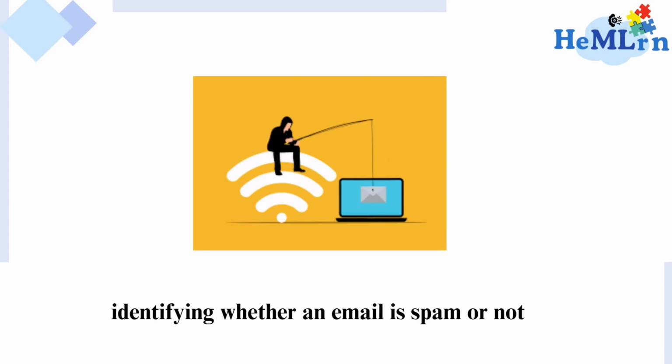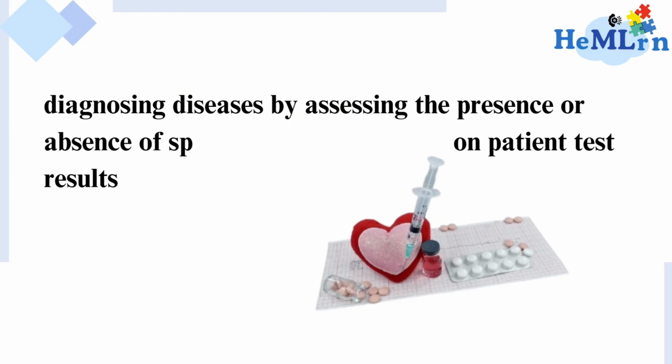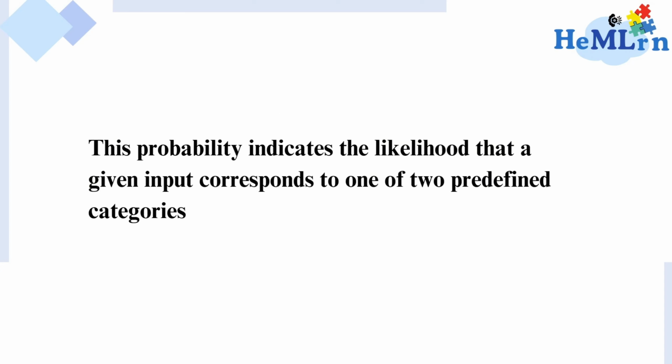So it is mainly useful for detecting whether an email is spam or not, and diagnosing a disease by assessing the presence or absence of a specific condition based on the patient's test results. This probability indicates the likelihood that a given input corresponds to one of the predefined categories.